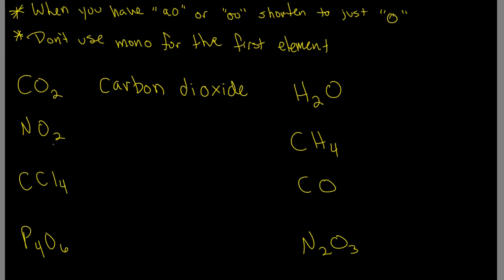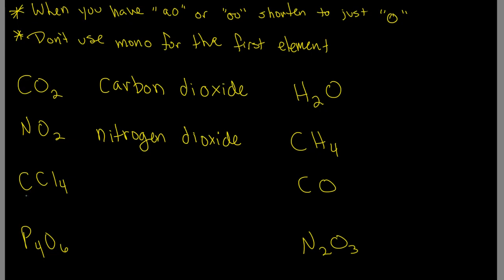Next we got NO2. N is nitrogen. No need for mono. O2. O is oxygen. 2 is di, so I put dioxide. The ending changes to IDE.